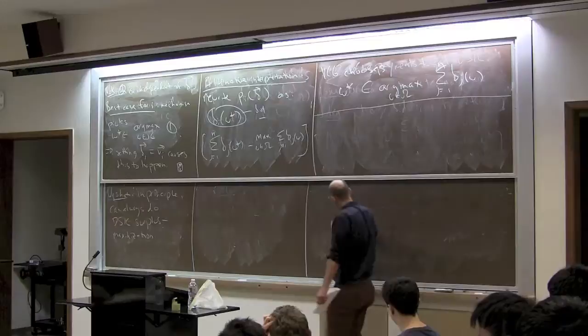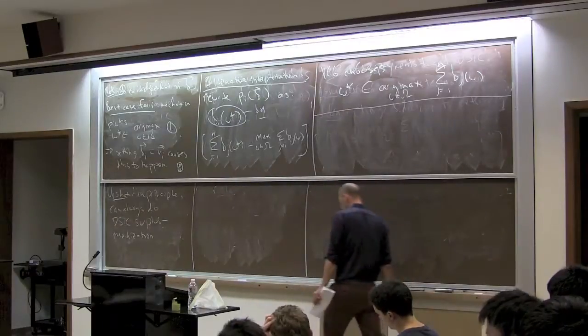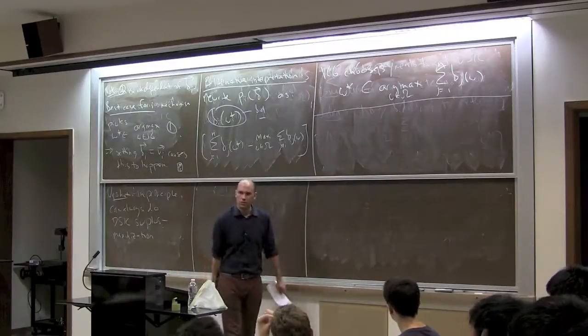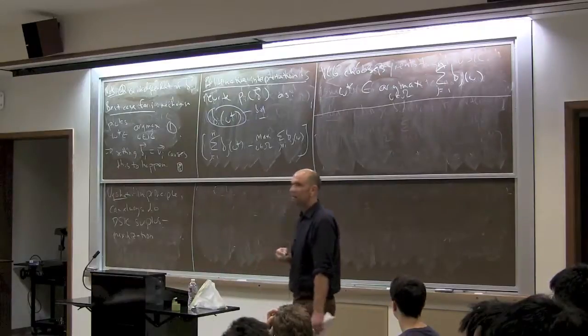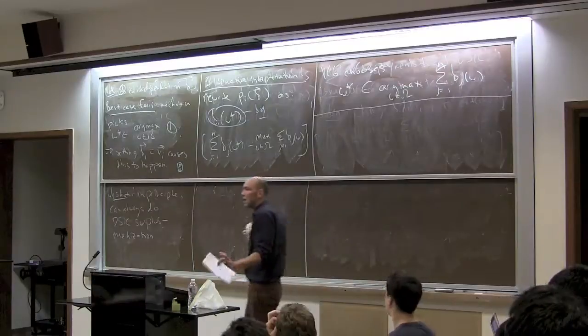So combinatorial auctions, the main difference between what we've been talking about so far is that there's multiple goods. Well, actually, we've talked about situations with multiple goods. But here, the multiple goods are not all the same. Okay, they can be different. And different bidders have different preferences for different goods. And they need not be consistent.